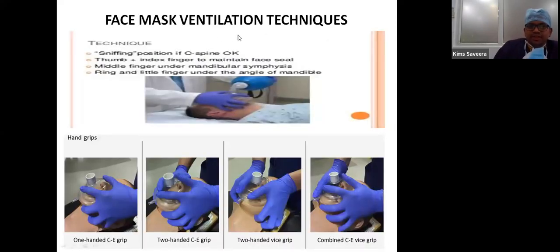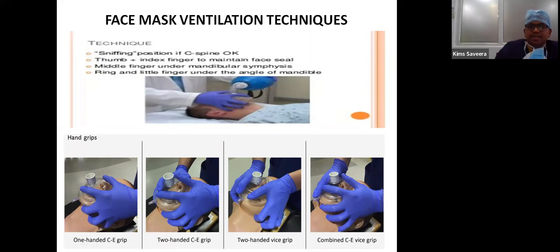Now, coming to face mask and ventilation techniques, where the patient will die because of not ventilating, not of intubation. So we should be more concerned about ventilating the patient rather than intubating the patient. So the techniques are, first, sniffing position, if the C-spine is okay. This is the most important point to remember that we should see in ER and ICUs.